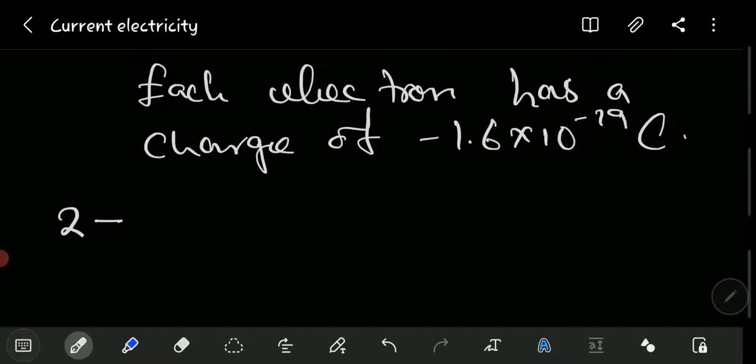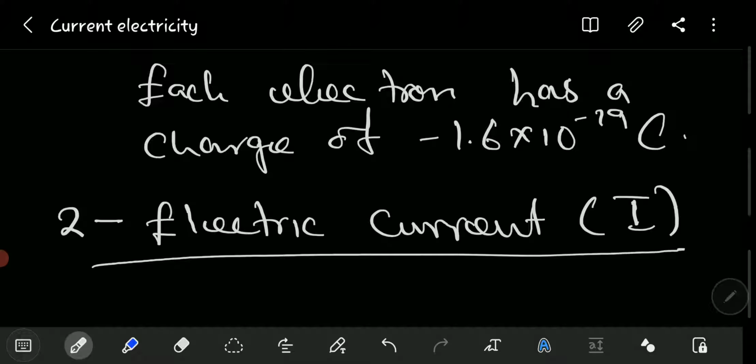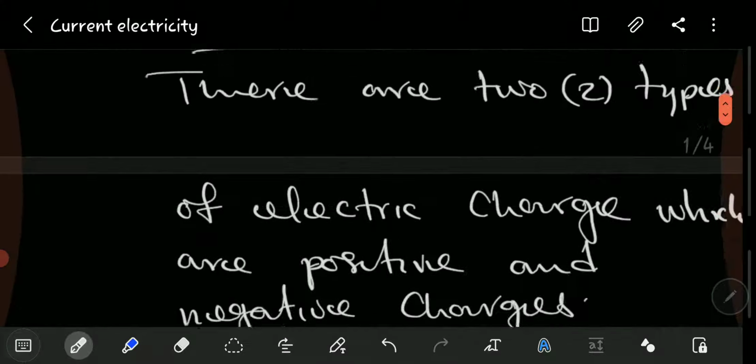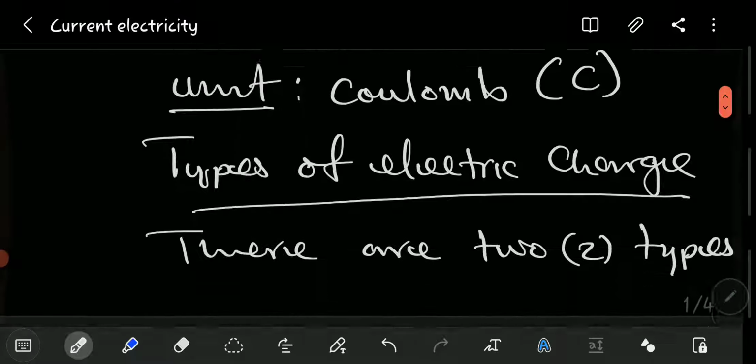So we now look at the second term, and the second term is electric current, I. Now, before I proceed, it is good to take note that electric charge has a symbol of small letter q. So the symbol for electric charge is small letter q.